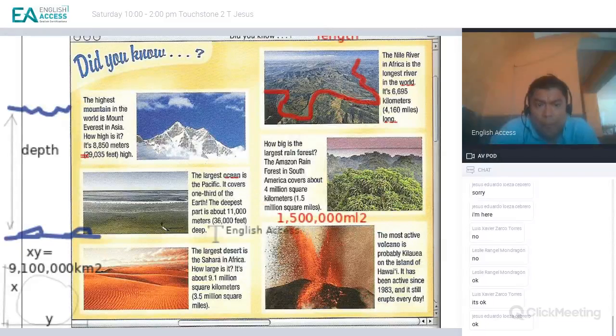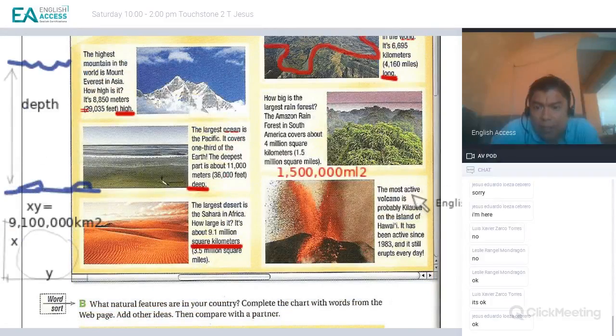So what are we looking at here? Here we're looking at adjectives of measurement or adjectives of description. Yes, here our adjective of measurement is high, deep. Here is square kilometers, long, and here active is the adjective of description, active, the most active.